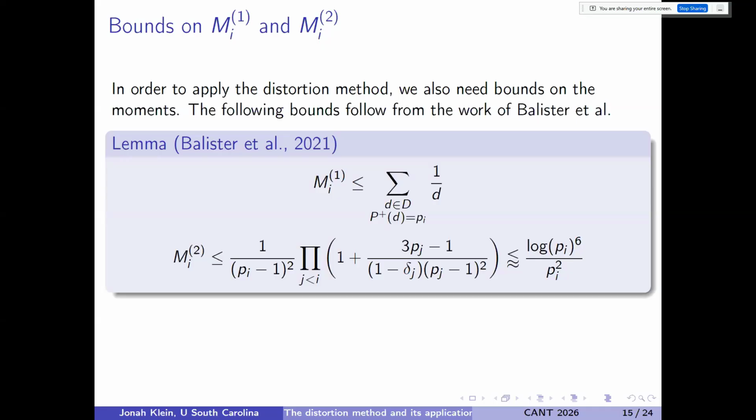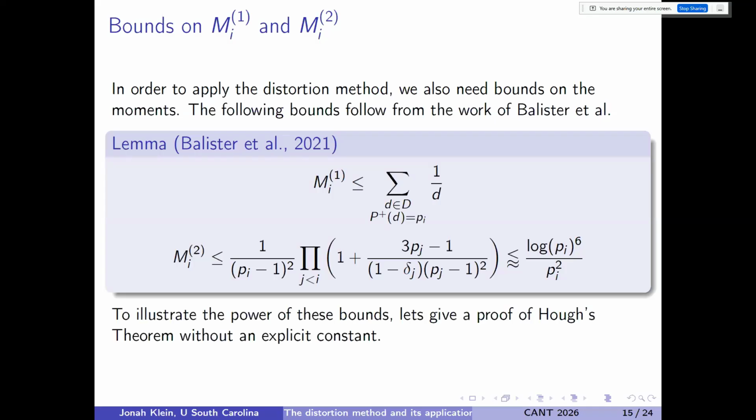And so what really matters here is that these first moments for small values of i are actually relatively small. They start growing as i gets bigger, but for i small, those are small. The second moments, when i is small, could be extremely large, but they have quadratic decay. So that's useful. To illustrate why the 3 bounds that I just listed are useful, let's go ahead and give a proof of Hough's theorem in one slide.